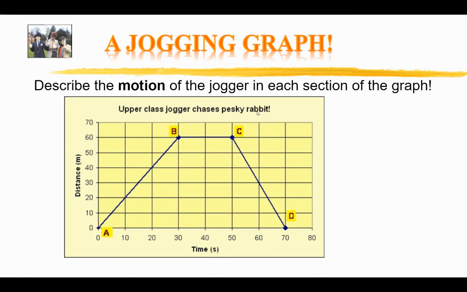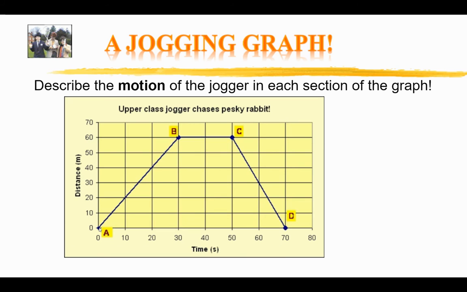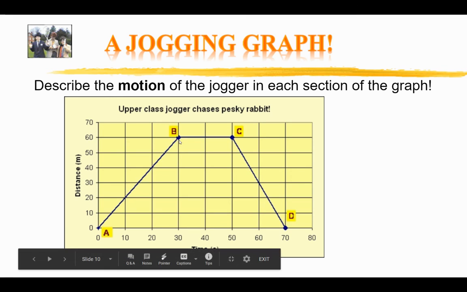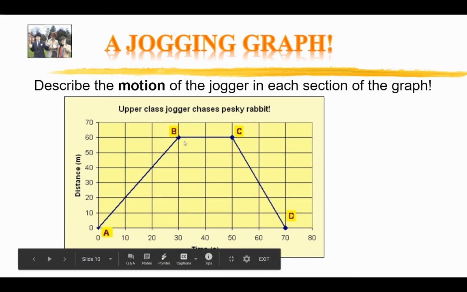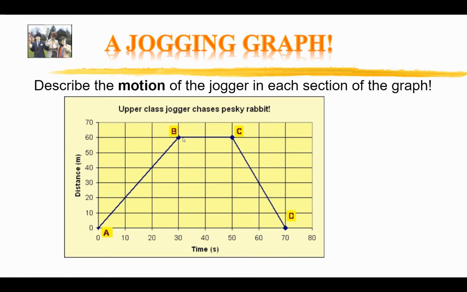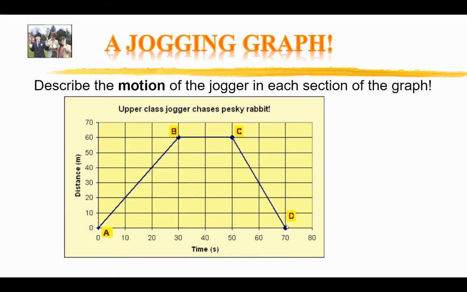Describe the motion of the jogger in each section of the graph. We already did that. Let's say it again for good measure. Right here, the jogger goes from distance 0 to 60 in 20 seconds. Meters per second, right? So 60 divided by 20 is 3 meters per second. And then the jogger stays still. And then same thing, 10, 20. So it was the same measure.